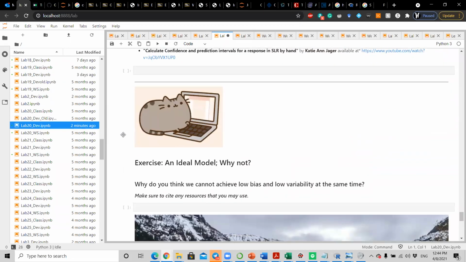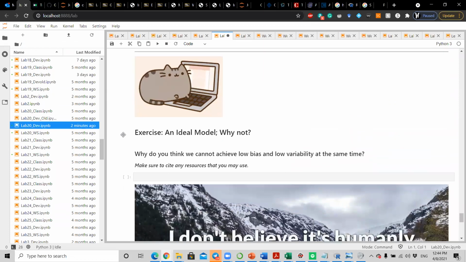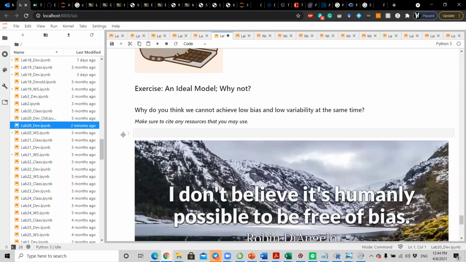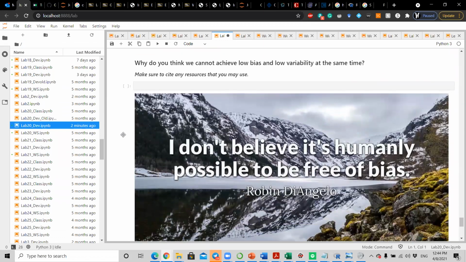And as the exercise for today's lab, I've asked you about an ideal model. Why do you think we cannot achieve low bias and low variability at the same time? So you can Google it, and there are some answers for you out there.